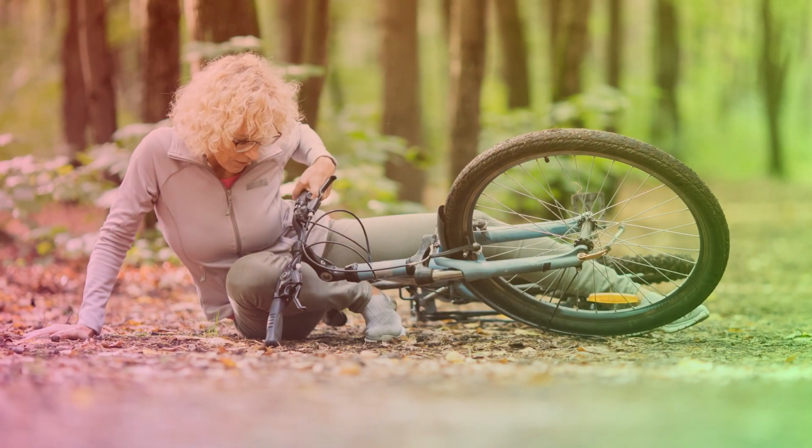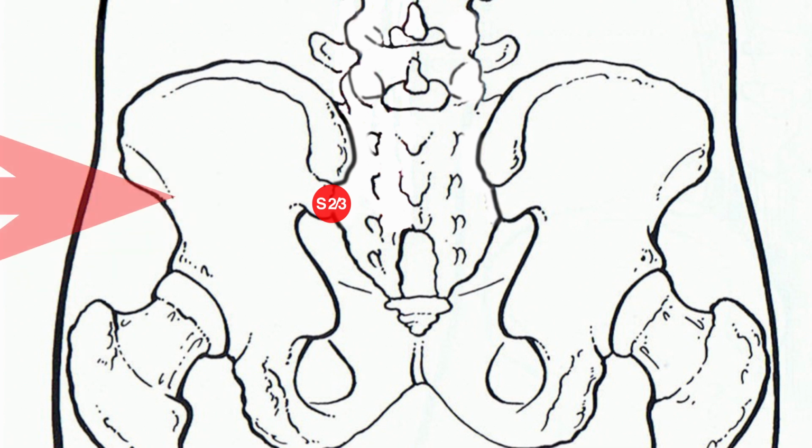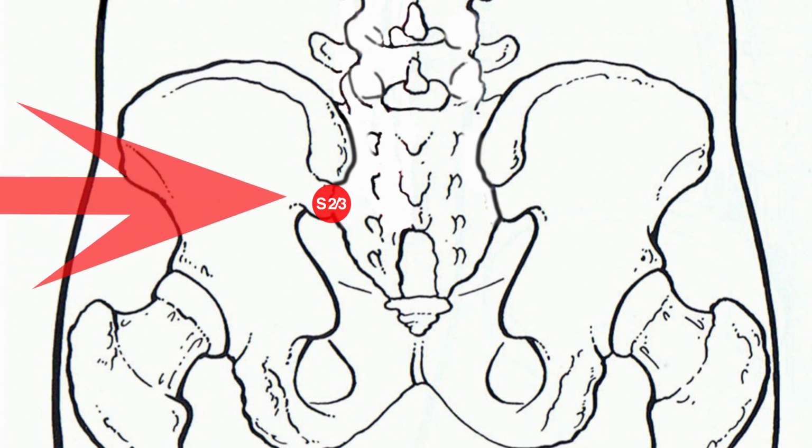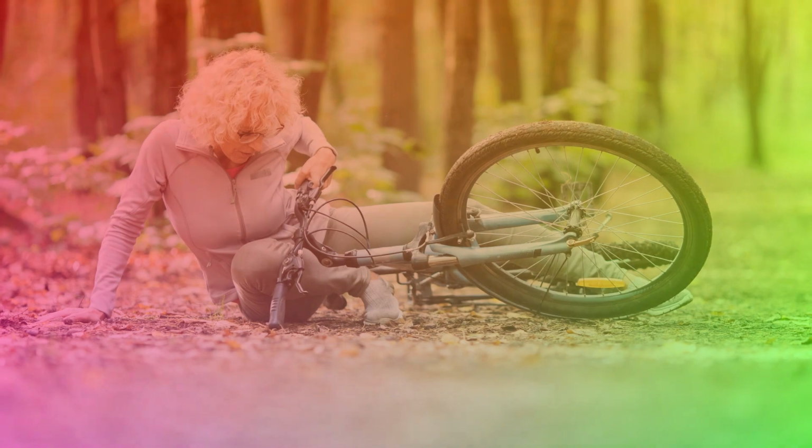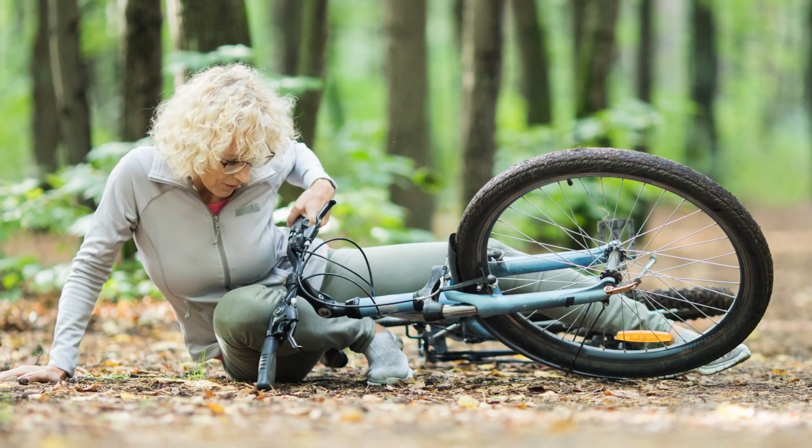Patients who fall onto their side will often present with an S2-3 lesion. This perpendicular force in the coronal plane appears to affect the lower pole of the joint and would be typified by a fall off a bike or motorbike.